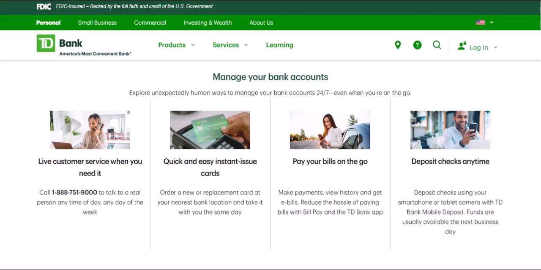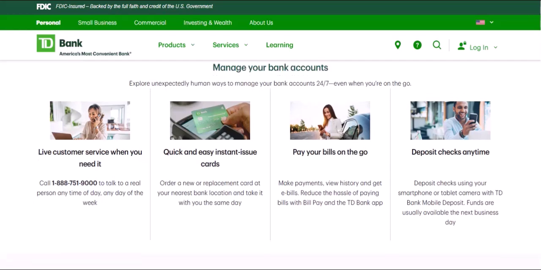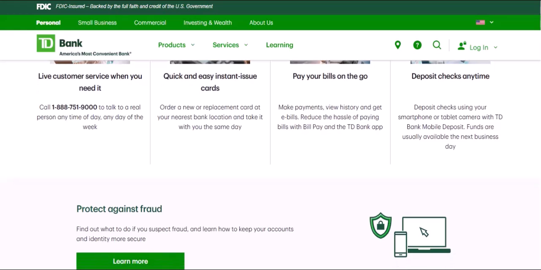For US TD accounts, TD Bank, America's Most Convenient Bank. If you have a TD Bank account in the United States, depositing US dollars is straightforward, as it's the native currency of those accounts. You can deposit USD cash or checks directly into your checking or savings accounts.